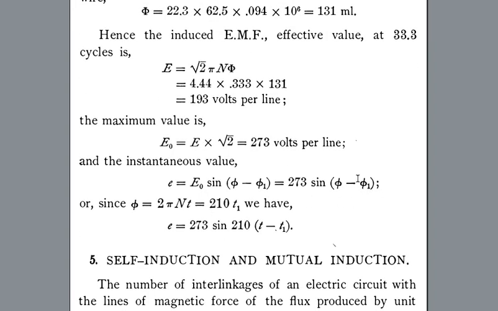Hence, the induced electromotive force effective value at 33.3 cycles is E equals square root 2 pi n phi equals 4.44 times 0.333 times 131 equals 193 volts per line. The maximum value is E0 equals E times square root 2 equals 273 volts per line. And the instantaneous value E equals E0 sine (phi minus phi 1) equals 273 sine (phi minus phi 1). Or since phi equals 2 pi n t equals 210 t, we have E equals 273 sine 210 times (t minus t1).